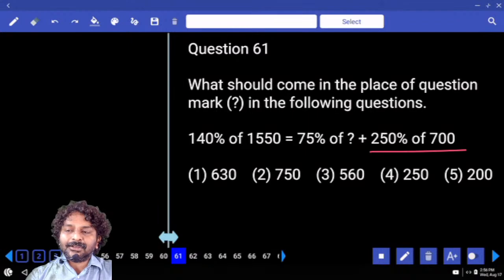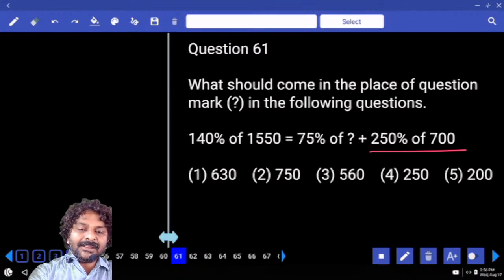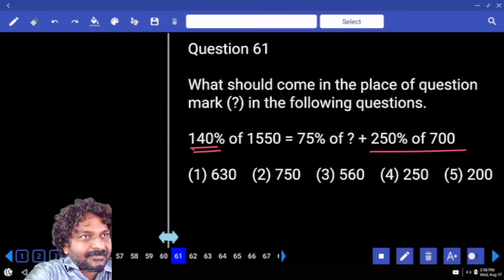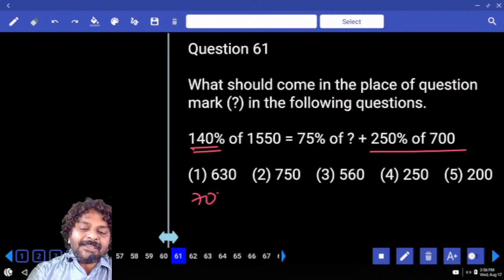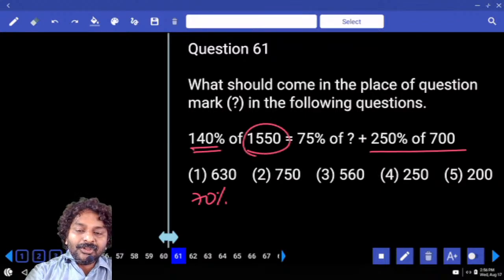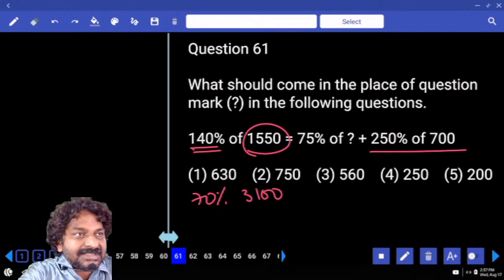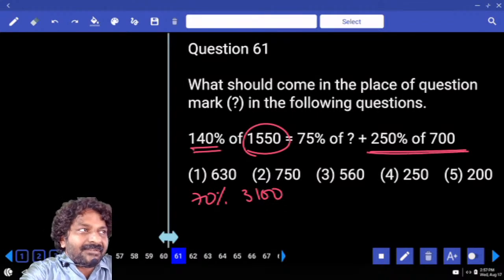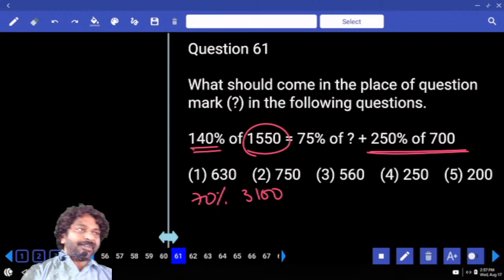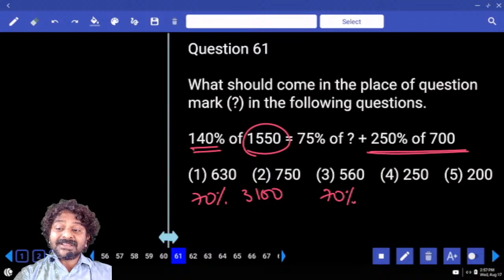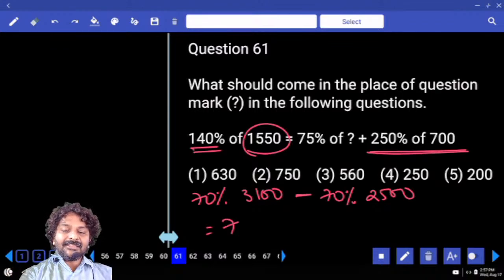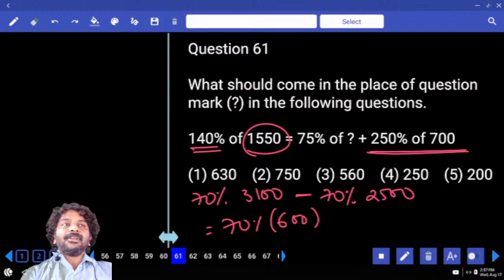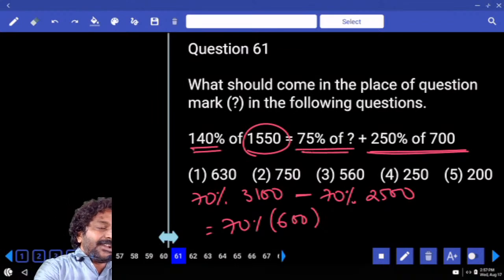250% of 700. Take that fellow to the left hand side. Is that okay? Right. Wait a minute. Can I treat it as 70 into 2? So now I will treat it as 70% of this value multiplied by 2. Is that okay? Right hand side 250% of 700. Can I also write it as 700% of 250? Can I also write it as 70% of 2500? And when it comes to the left hand side, it becomes minus only. Finally, the value is 70% of 600. Correct? How much is that? 420. That is equal to 75%.